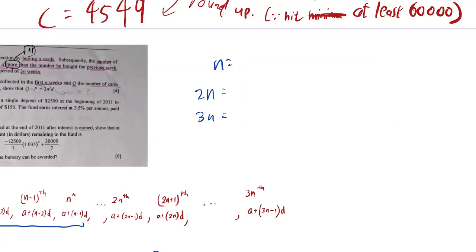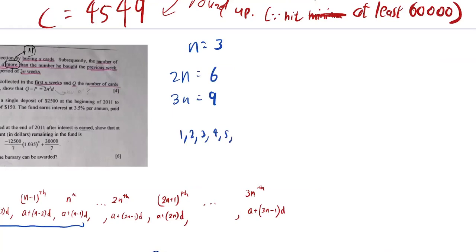I use a bigger number, 3. So N equal to 3. 2 times 3 must be 6. 3 times 3 must be 9. So we end up with 1, 2, 3, 4, 5, 6, 7, 8, 9. Agree? First N is referring to these first N. Last N is referring to these guys, right? Now the question is this 7 here, what's the index number in terms of N?